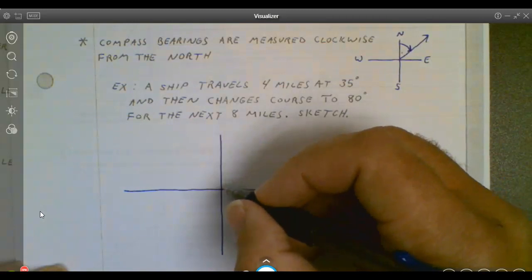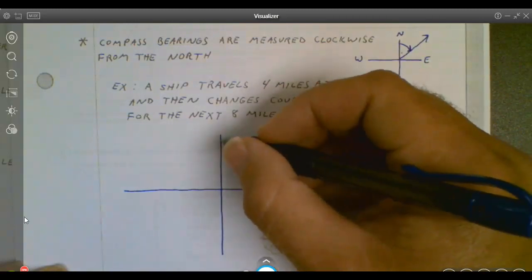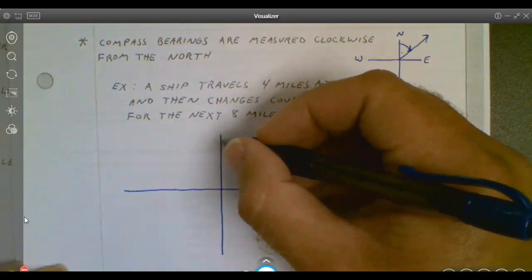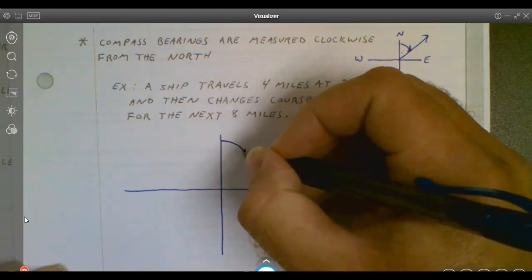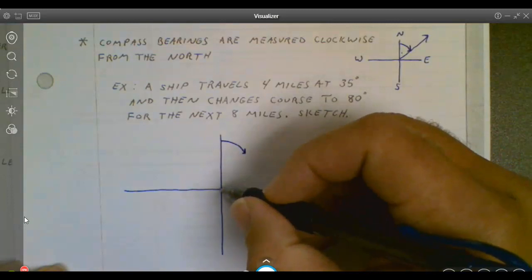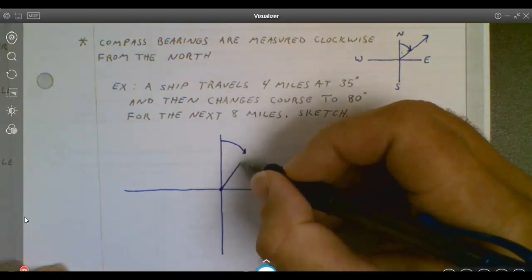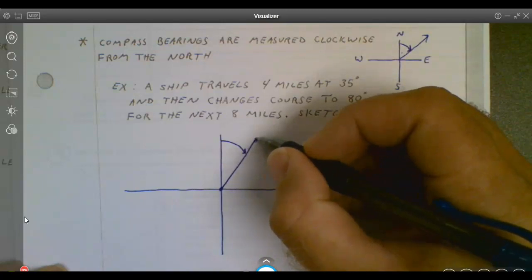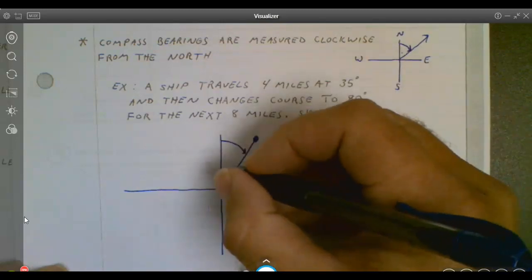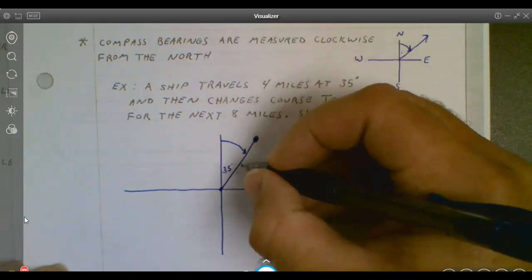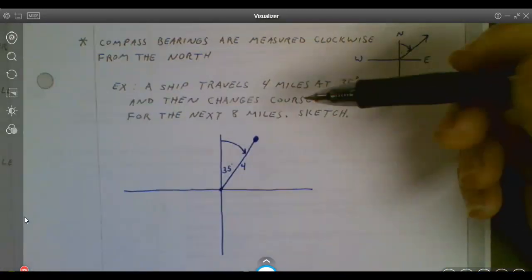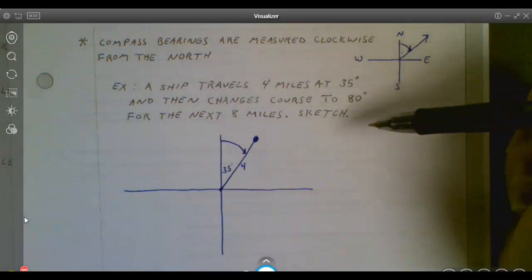So we know that the angle from the north, so if I were to go about 35 degrees that way, would put me about here. All right, that's our 35 degrees. So here's our ship, and it's going to travel 4 miles along that angle. So we know this is our 35 degrees, and this is a length of 4 miles. So that's what they've given us so far, and from there it's going to change course.